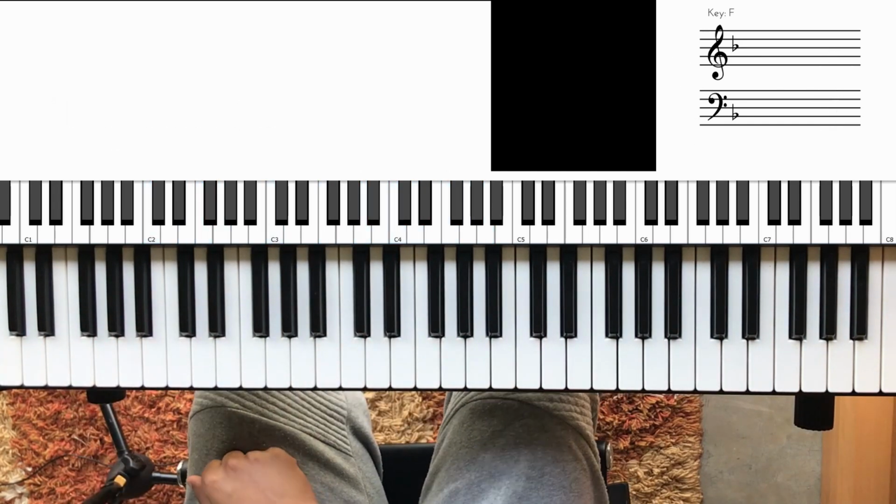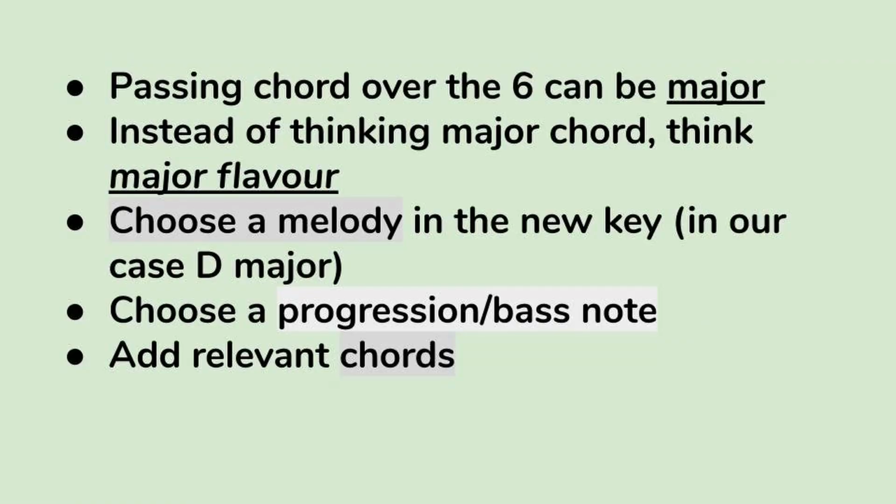Okay, so that's it. Just to quickly recap, passing chords over the 6 can be major or dominant or something like that. So instead of just thinking, let me play a major chord over the 6, think major flavor instead. Once you've decided you're going to add a major flavor, the way to do that is come up with the melody in the new key, which in our case is D. Then choose bass notes or a progression to go with that, and afterwards choose chords that go with that melody and those bass notes. The last step is just to put it in there. You can figure that out and then that should work.